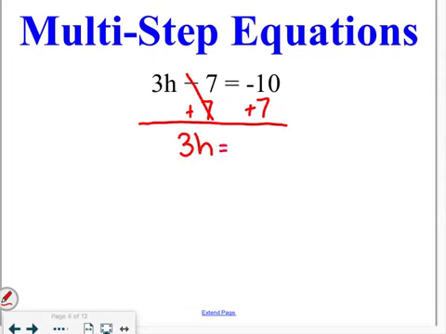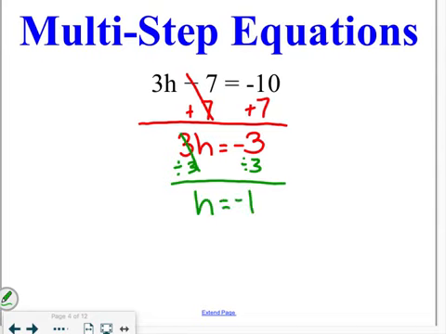3h is equal to negative 10 plus 7, which gives us negative 3. Next thing we're going to do is get the h completely by itself, so we're going to want to divide by 3 on both sides, giving us a final answer of h is equal to negative 1.